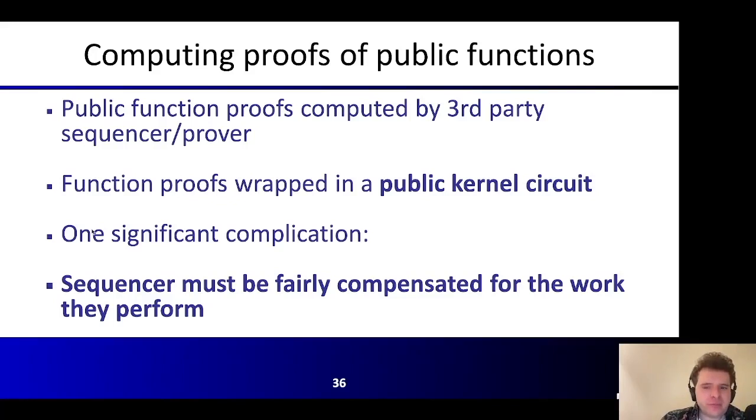So, that aside out of the way, how does one compute proofs of public functions? It's done by a third party with a public kernel circuit. You get into economic complications now, because you're getting a third party to construct these proofs, and therefore you need to make sure they're fairly compensated for the work they perform.